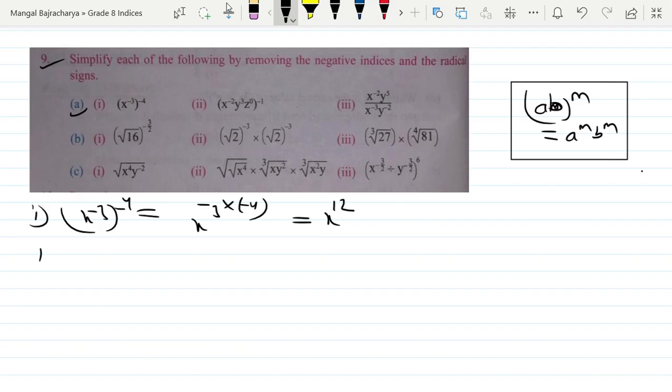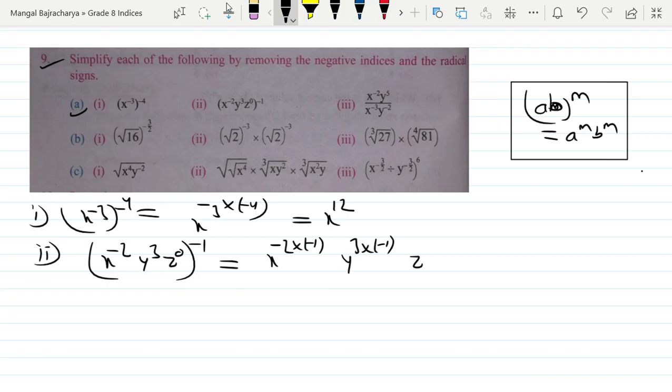So first number done. Now in the second number there is x power minus 2, y power 3 and z power 0, whole power minus 1. So it's power of the power. For all three terms, x power minus 2, y power 3 and z power 0, that power minus 1 applies and gets multiplied. So x power minus 2 into minus 1, y power 3 into minus 1 and z power 0 into minus 1. So you get minus 2 into minus 1, positive 2, 3 into minus 1, minus 3, and 0 into minus 1, 0.